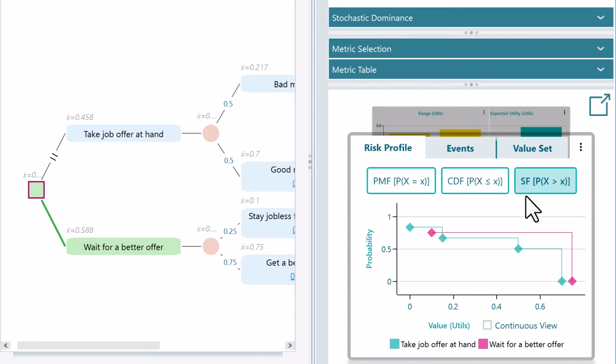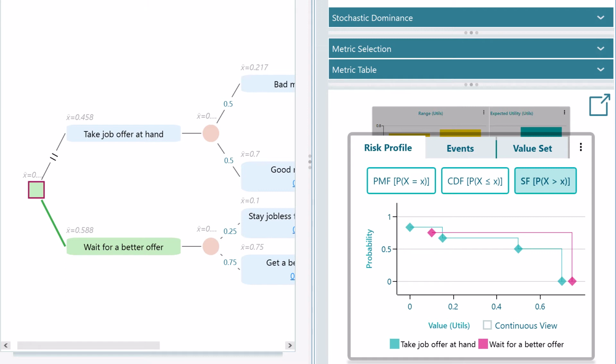You can see the survival function chart from the same risk profile by clicking the SF button. It is very easy and intuitive to look at the survival function to understand the stochastic dominance of two random variables. For example, if you look at this chart, you can see that wait for a better offer is almost always winning by higher probability for every outcome of take job offer at hand. So, we can easily infer that the act wait for a better offer stochastically dominates the act take job offer at hand.